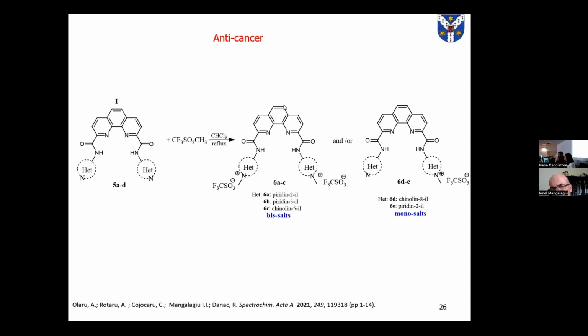Because you can imagine that with these big molecules we encountered some problems of solubility, and we are trying to increase the solubility of the compounds. And also, you know very well that in some cases the action of an ion, a counter anion, could contribute to the increase of activity.